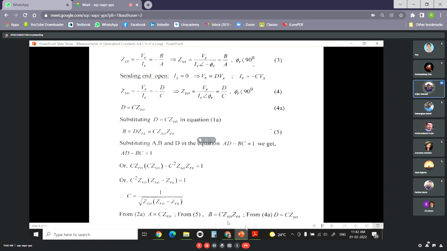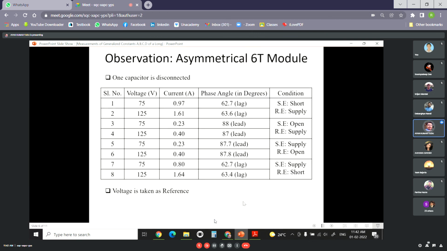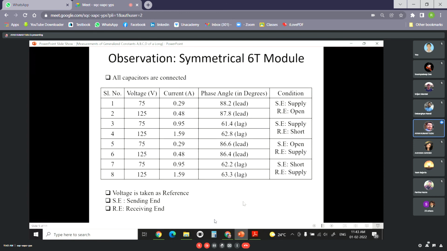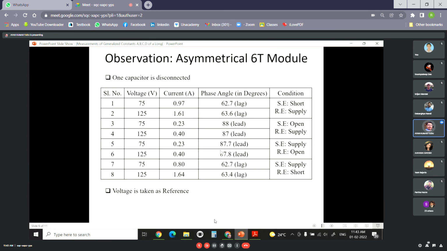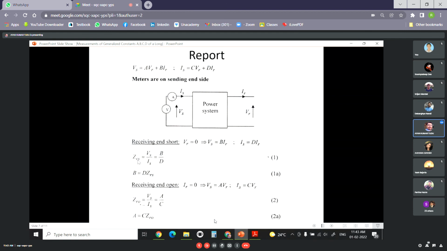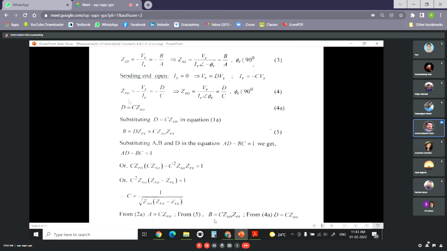Sir, for the reports, should we do both symmetrical and asymmetrical? Yes, both symmetrical and asymmetrical have to be there in the report. All the impedances you have to calculate. That is, for 75 volts and 125 volts, you have to find out the mean value of them, and you have to find out ZRS, ZRO, ZSS, and ZSO, and the C parameter, A parameter, B parameter, and D parameter for both the symmetrical and asymmetrical case.